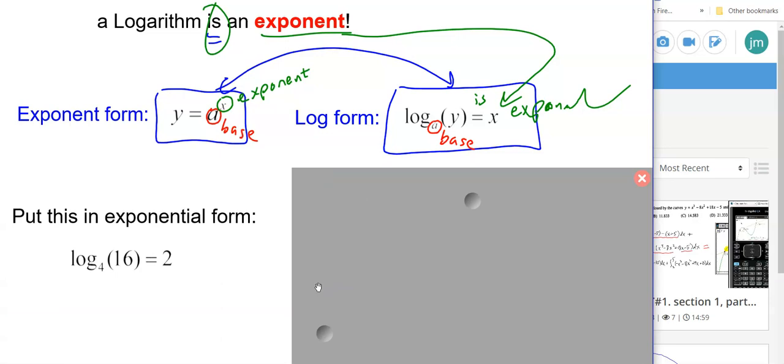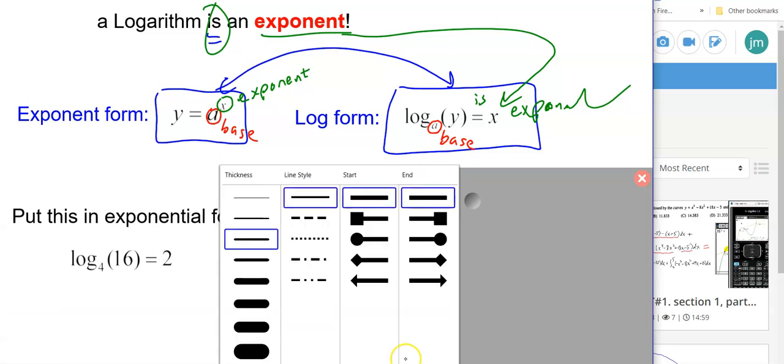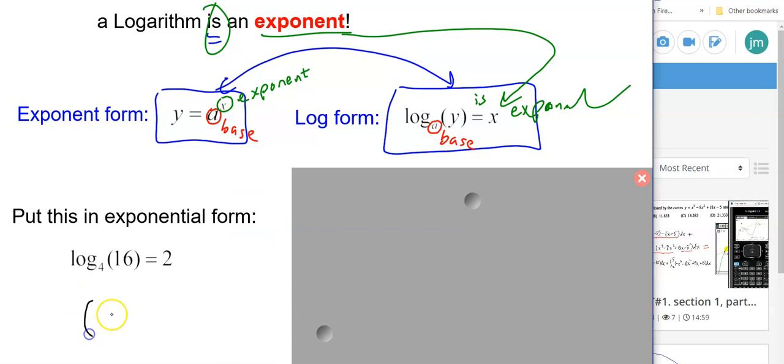Put this one into exponential form. What that means is you're going to have a number to some power equals some other number. So let's plug in what we know. The base is 4. That's got to be down low. The log is an exponent. So 2 is the exponent. Another number goes in the other spot, which is here.